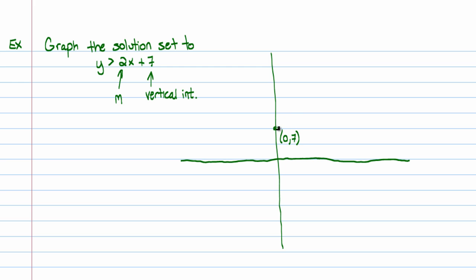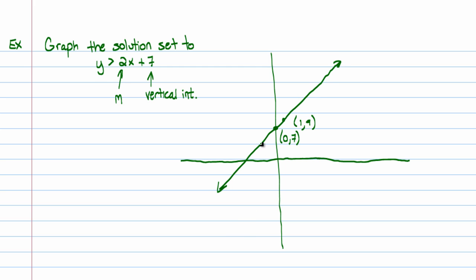And then we're going to use the slope to get to another point. So I'm going to rise 2 and run 1. So let's just pretend that that's this point right here. So we ran 1 and we rose 2 points. So we're at 1, 9. And normally I would connect that, if this was an equality, y equals 2x plus 7, I would connect that with a line. So normally I'd have something like this.